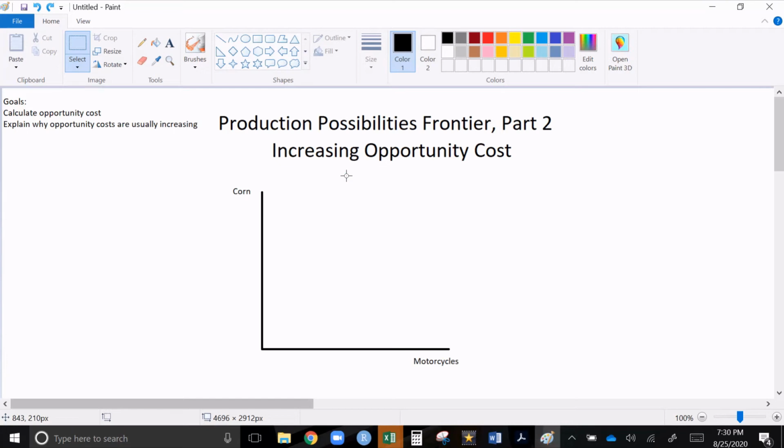With a situation like this, however, it's more likely that our Production Possibilities Frontier looks something more like this, where it's bowed out. And the reason that matters is because that suggests that the opportunity cost between motorcycles and corn is always changing. So let's draw a few points on here. Let's draw one there, let's draw one there, and let's draw one there. And we'll connect them, so there, and there, and there.